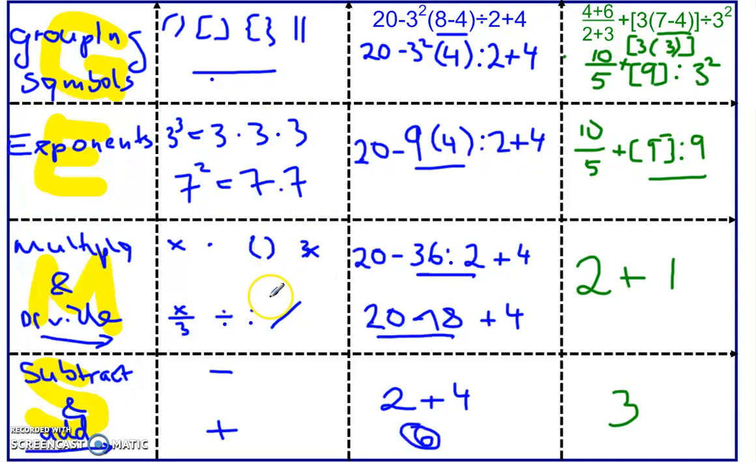That's about all there is to the order of operations. GEMS, 4 steps. Multiply and divide is 1 step left to right. Add and subtract, 1 step left to right.